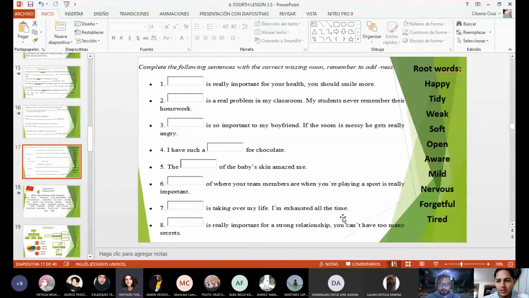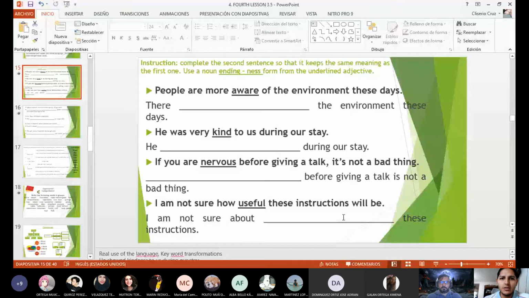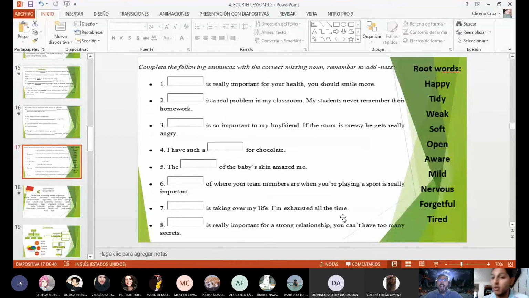Thanks. Well, you work with a couple of keyword transformations. I already revised some of your answers. How to identify and detect the function of the words in use. This is an example of what you did. You have the root word and you need to use a suffix such as happiness or tidiness or weakness, softness, awareness, except nervousness, etc.